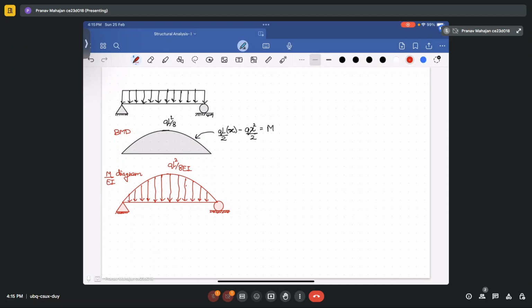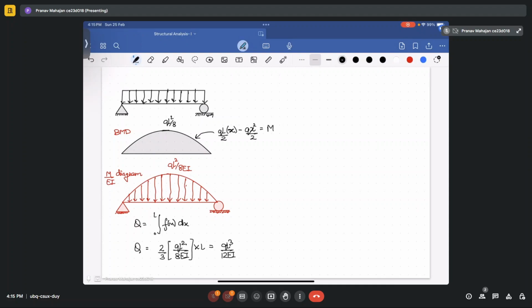Now this total load Q will be equal to the integration from 0 to L of f(x) dx. So how will you determine this load? Since it is parabolic, it will be 2 by 3 into the maximum value qL square upon 8 EI into the length. So this value will be qL cube upon 12 EI. Okay, so this is the total load.